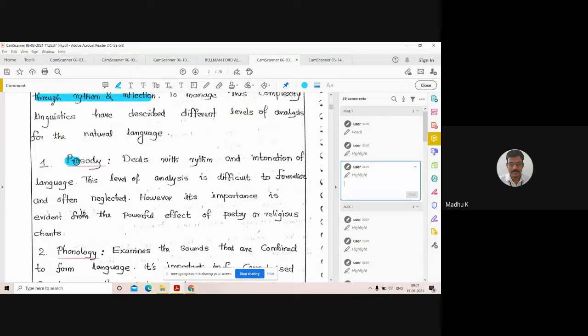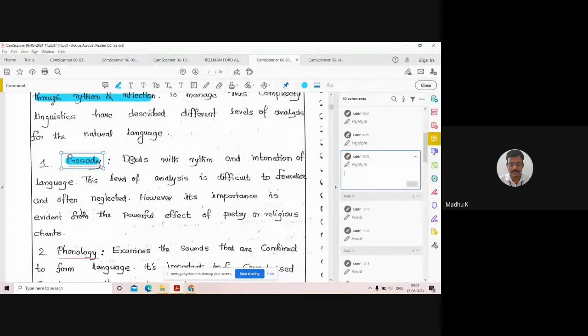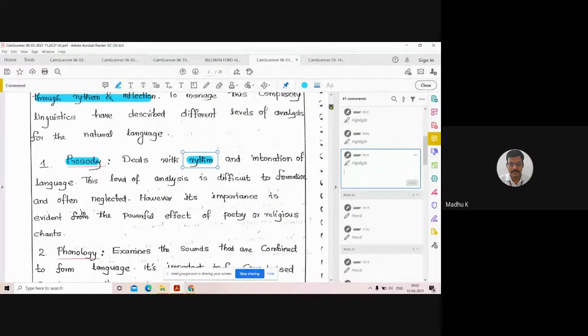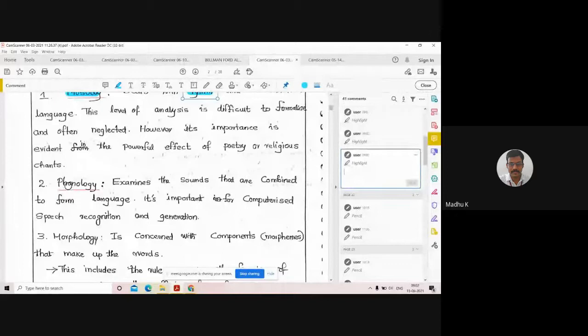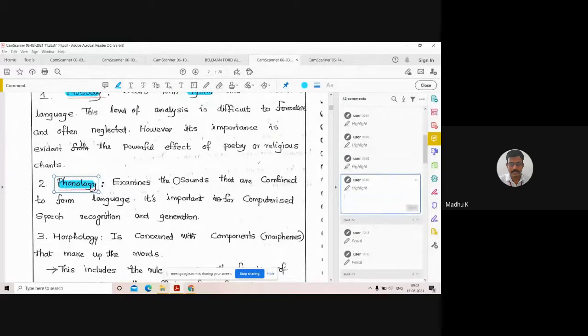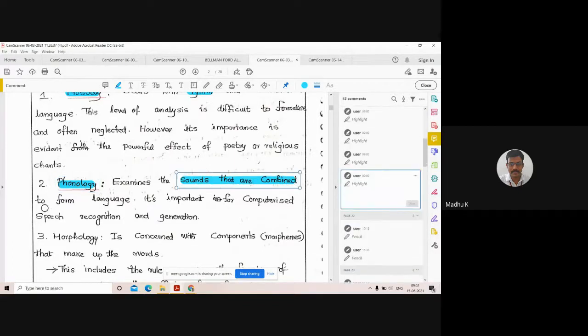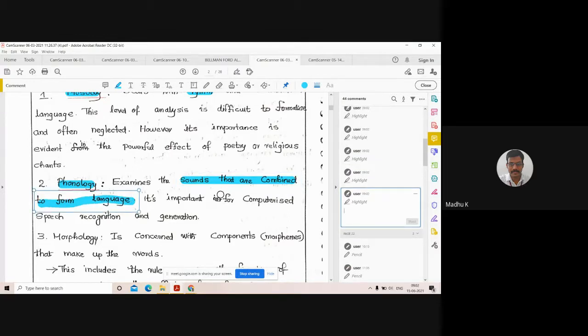One is called prosody. What is prosody? It deals with the rhythm or intonation of the language. So I'm just going through the concepts only. What is prosody? It is about rhythm and why it is important, etc. So please study that. Next is phonology. What is phonology? It deals with the sounds that are combined to form a language. So that is about phonology.